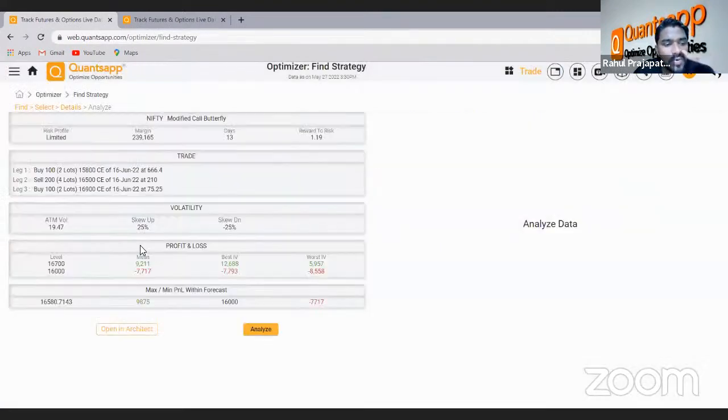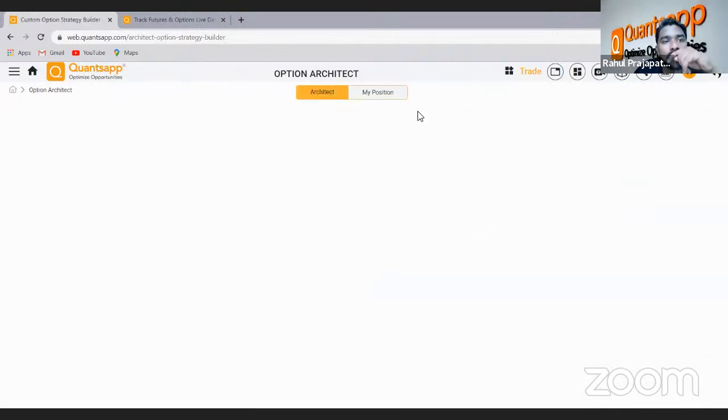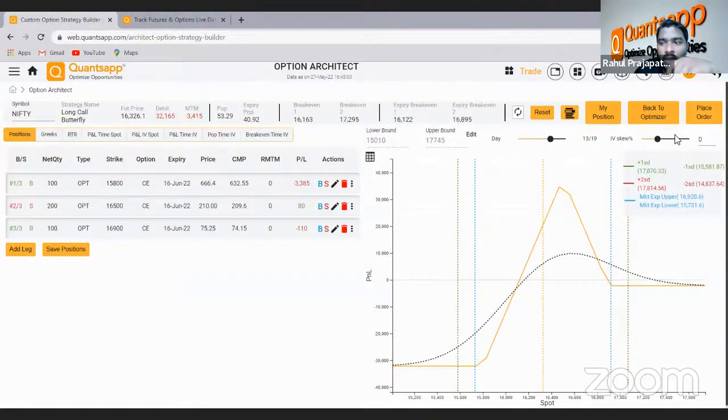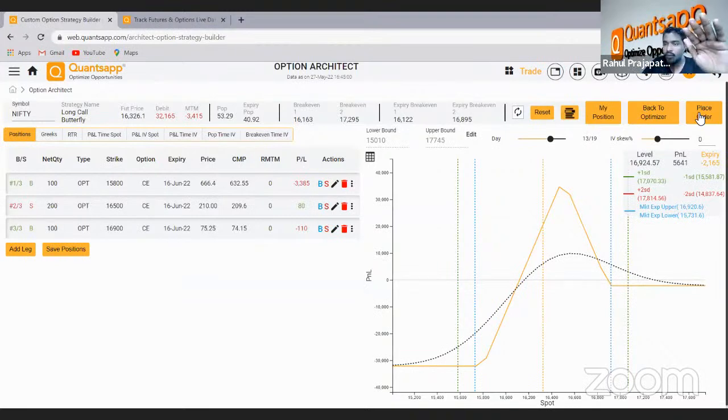So you can just open it, open in architect. So here you can see place orders. Once you have linked your account, you can simply click on place orders, and that broker integration has been done with these brokers. So simply your order will be placed from here only, directly.